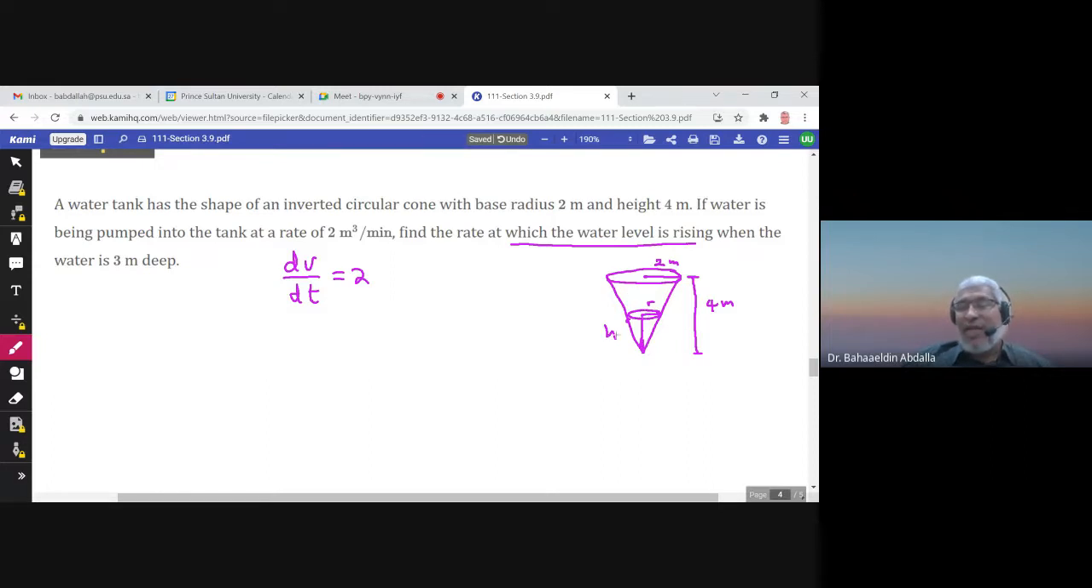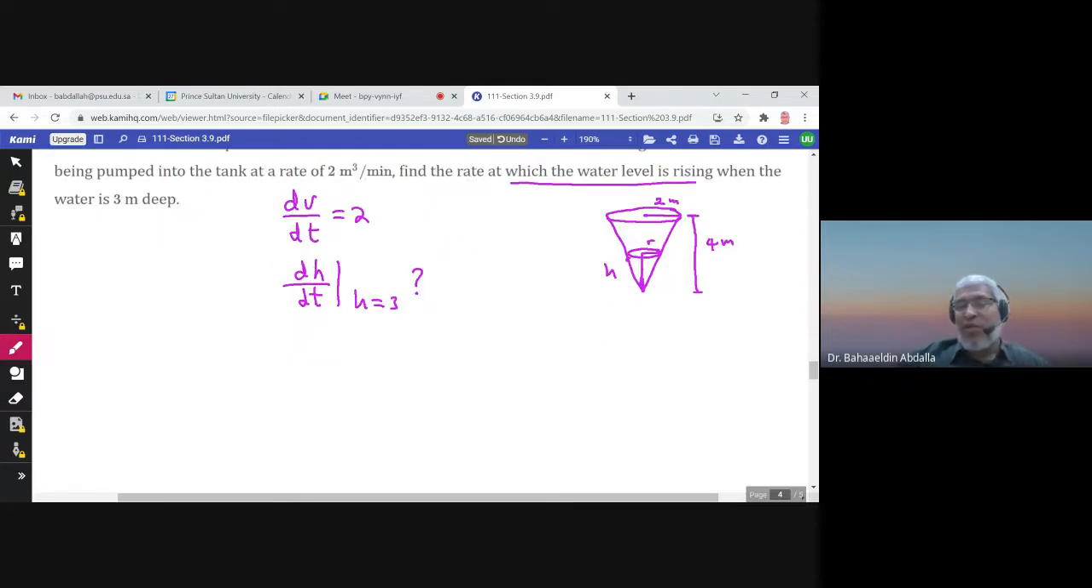So he needs the rate of what? Of h, the height of the water, when the water is 3 meter deep, so when h is 3. So that's usually the case. We have one rate and the other rate we asked about. Now, what should we do? We need a relation equation between V and h. V is the volume of the water and h is the height of the water.